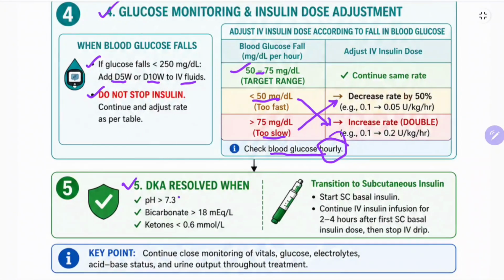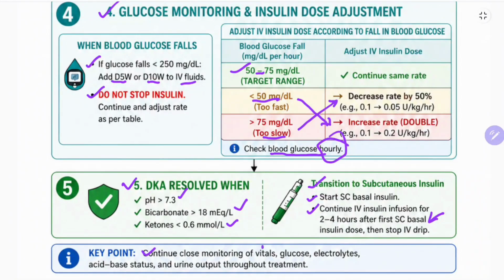DKA is resolved when pH is more than 7.3, bicarbonate is more than 18, ketones are less than 0.6 millimole per liter in the blood, or urinary ketones are negative. Transition to subcutaneous insulin. Start subcutaneous basal insulin when the patient is able to take food, and continue IV insulin infusion for 2 to 4 hours after the first subcutaneous basal insulin dose. Then stop the IV drip. Why this? Because to avoid rebound hyperglycemia and diabetic ketoacidosis.